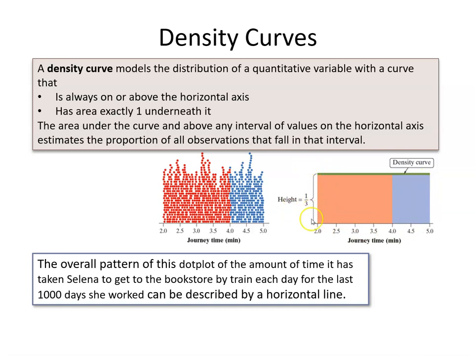Now, why would the height be 1/3? Well, the distance between 2 and 5 is 3, and in order for the area underneath to be 1, you need to have a height of 1/3, since 3 times 1/3 is 1. It gets more complicated in graphs that are more curved.